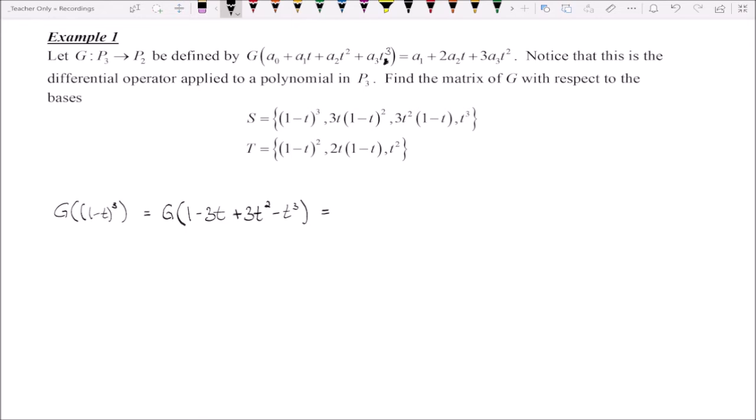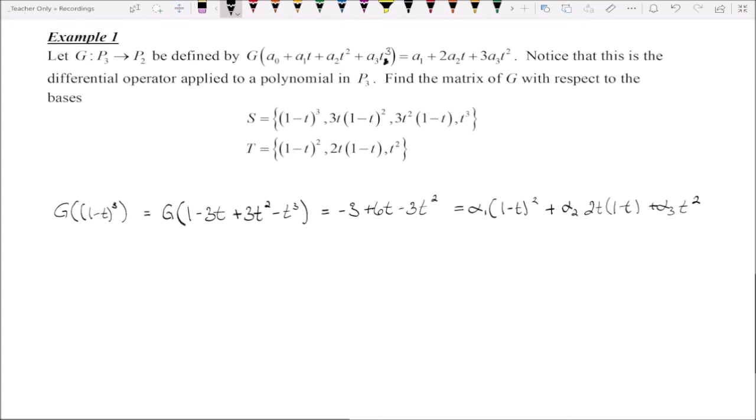Well, if you notice, G is just the differential operator. So we're taking the derivative. So we get negative 3 plus 6t minus 3t squared. And we want to write this as alpha 1 times 1 minus t squared plus alpha 2 times 2t times 1 minus t plus alpha 3 times t squared.